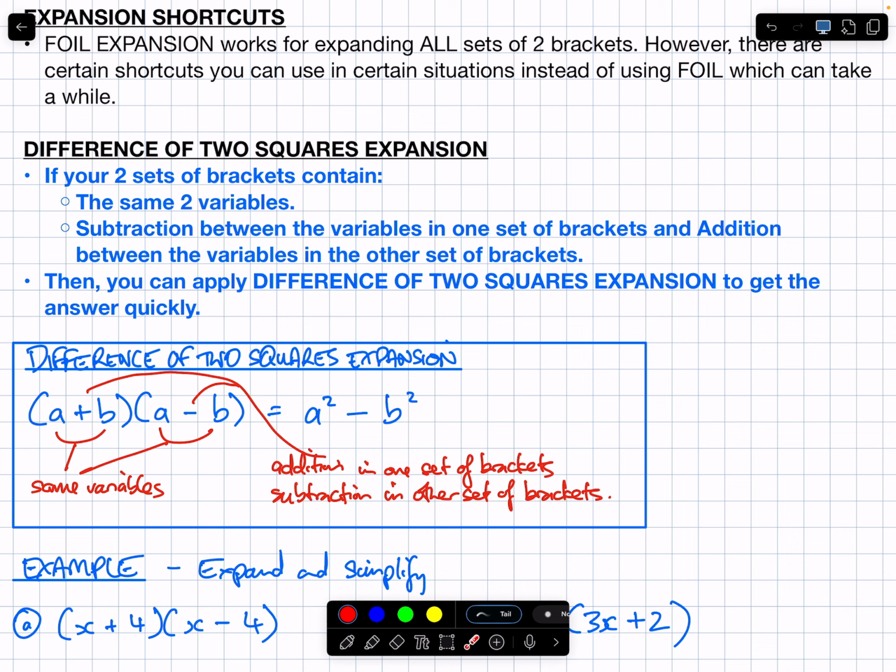Are there two sets of brackets here? Am I circling two sets of brackets here? Do they both contain A and B? What's the only difference between the first set of brackets and the second set? One is plus. What's the other one? One is minus. As soon as you see a situation like this, your shortcut is you just square A, then you put a take away, and you just square B. Shortcut done. You don't need to do FOIL, okay?